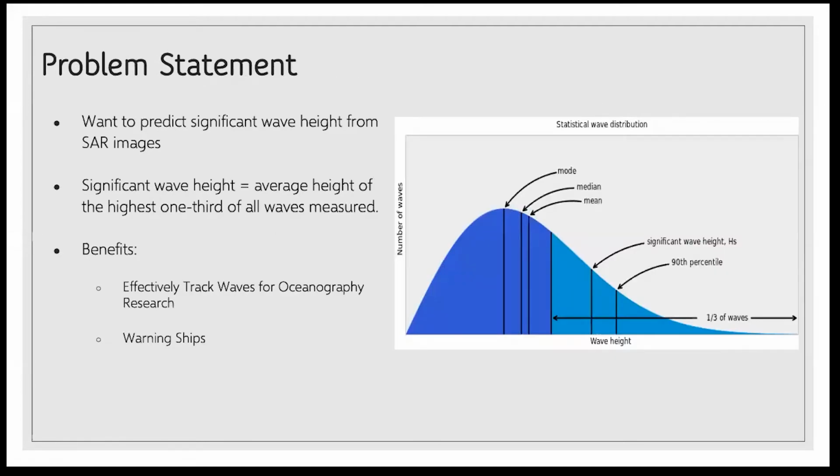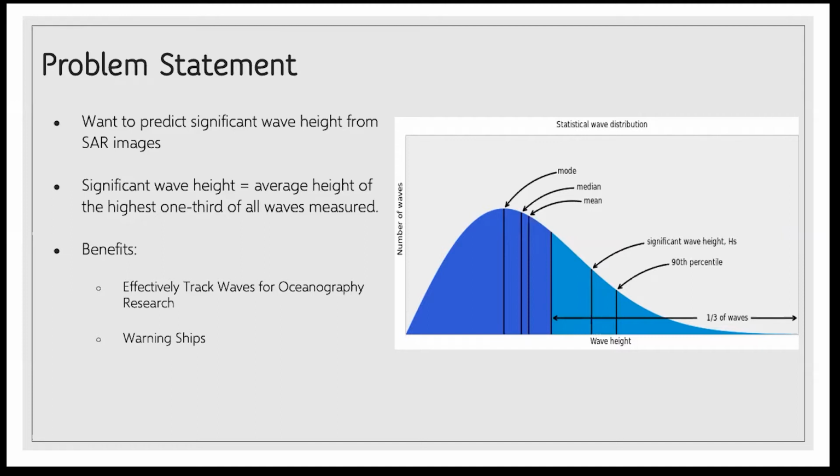And so our particular problem statement is that we want to be able to predict significant wave height from SAR images. Significant wave height is an important metric that oceanographers use for their research, particularly for tracking wave behavior. We wanted to predict these wave heights from SAR images because measurements of significant wave height are harder to come by in terms of frequency. A significant wave height is an average height of the highest 1/3 of all waves that are measured.